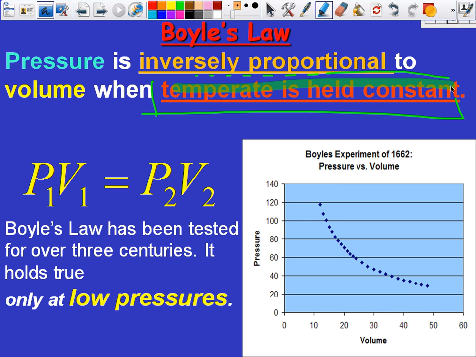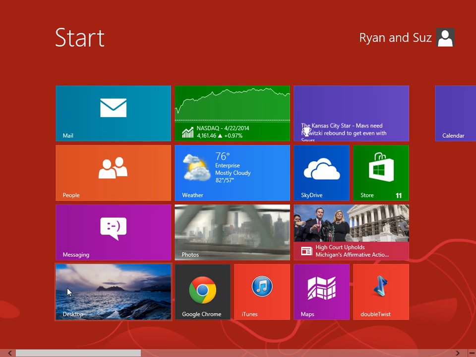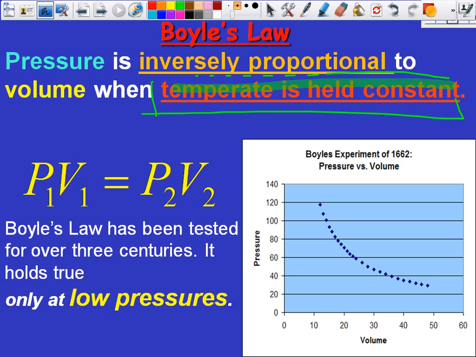So basically, this is the exact same law as the combined gas law, except for what's missing. We'll go back to the previous slide and look.